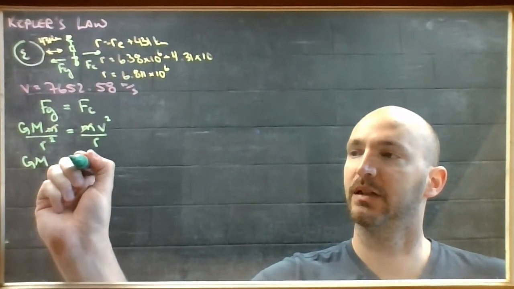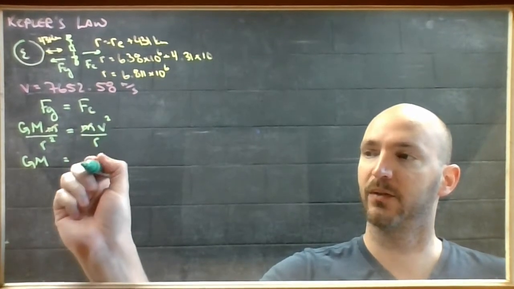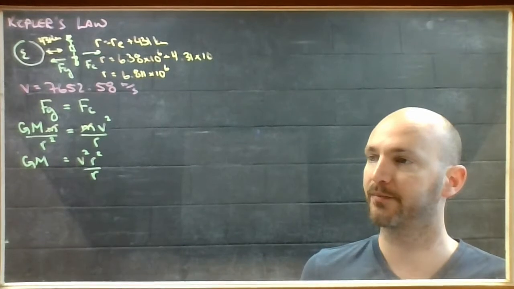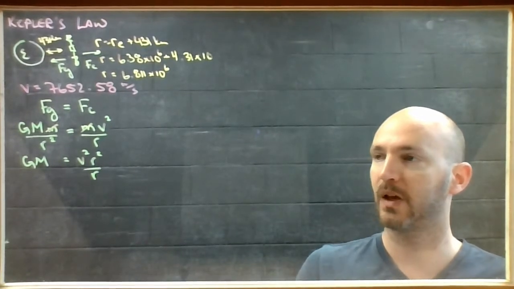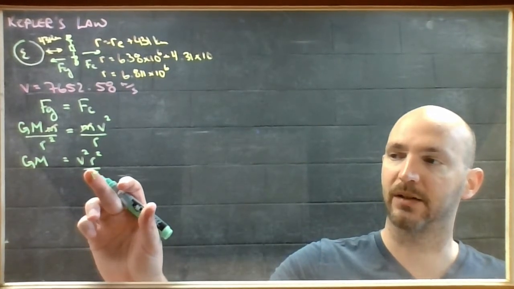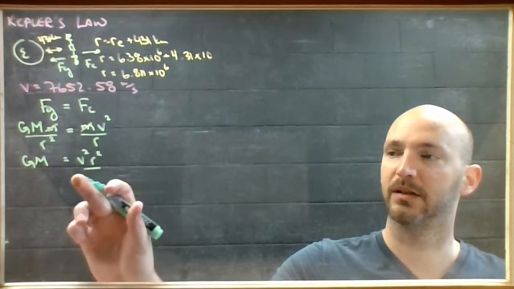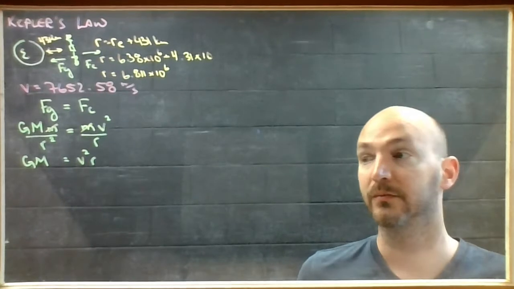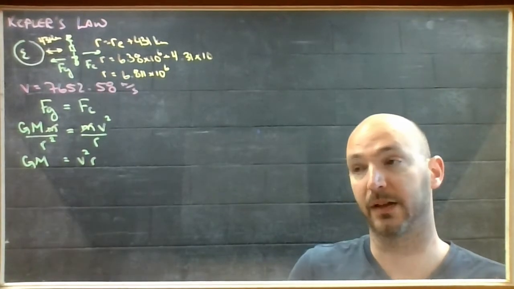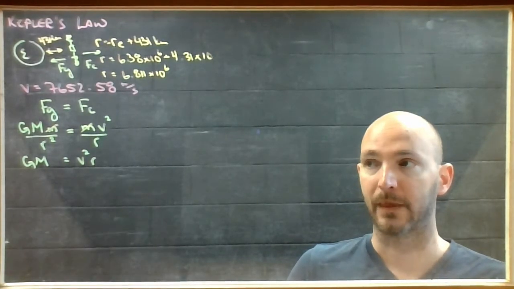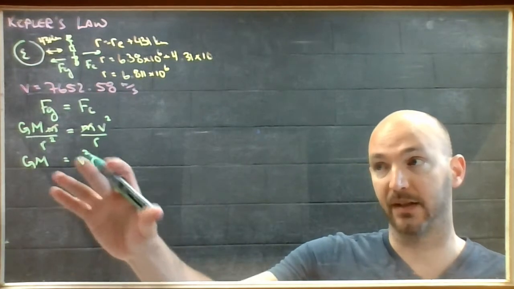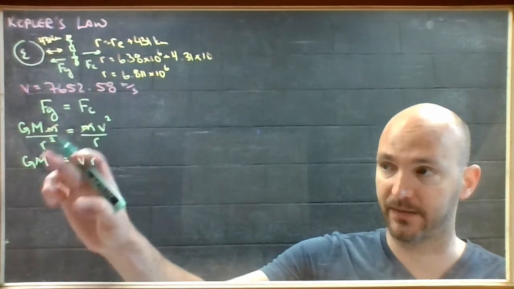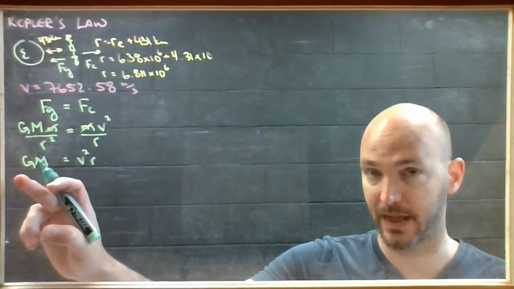So I end up with GM equals v squared over r. And one of these r's down here divides out an r up there, leaving this particular thing. So that's the basics of orbital mechanics. If I take this idea and then divide out anything that's irrelevant, I end up with that number.